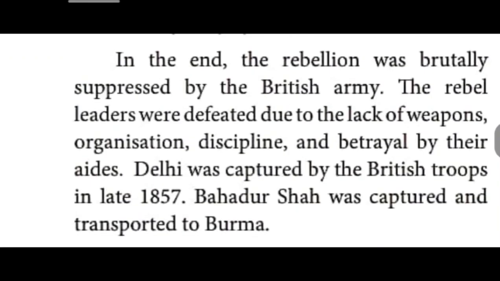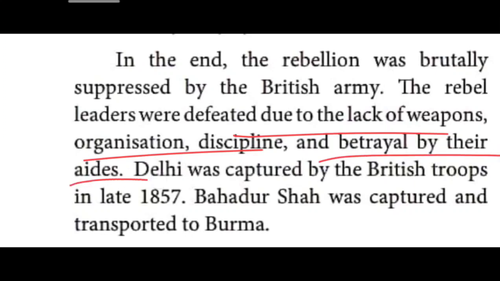In the end, what happened? The rebellion was brutally suppressed. The 1857 revolt was cruelly suppressed by the British army. The rebel leaders had no powerful, modern weapons, no organization, no proper leadership, and there was no discipline. And then there was betrayal by their aides. So Delhi was captured by the British troops in late 1857.